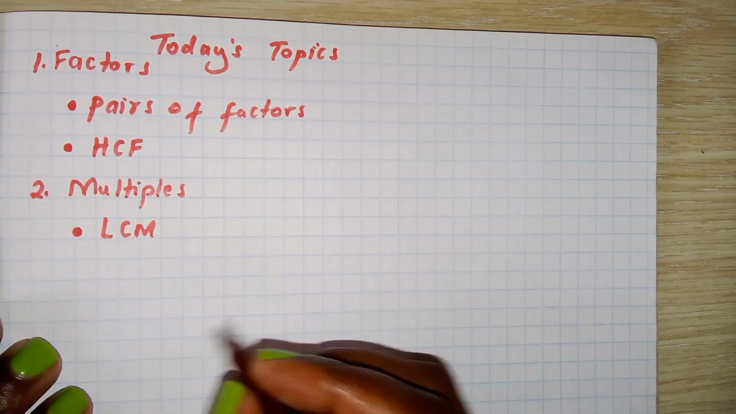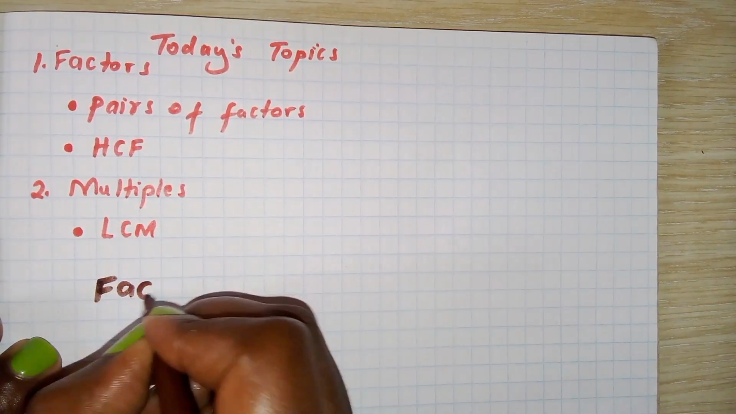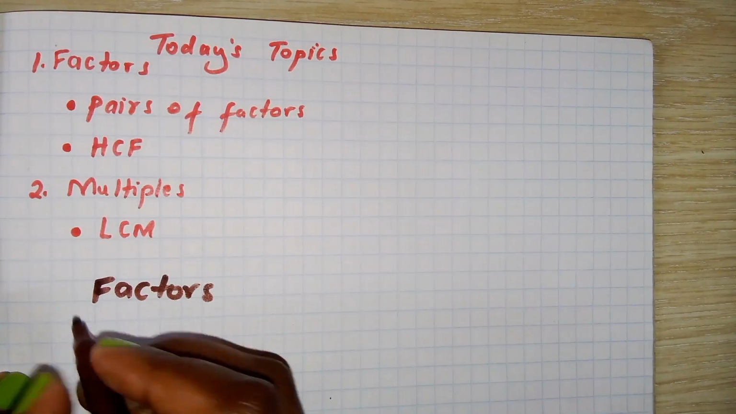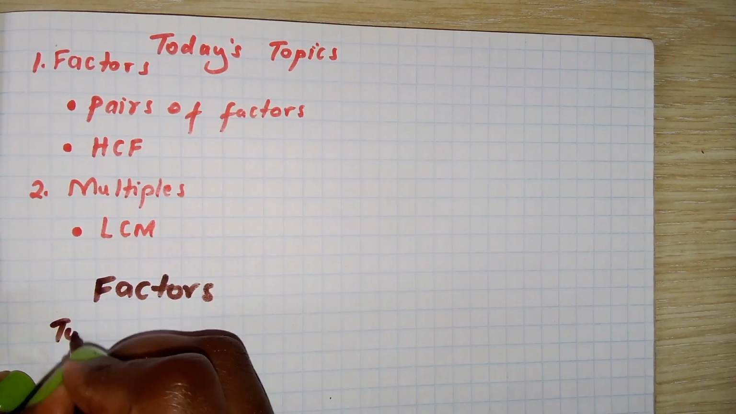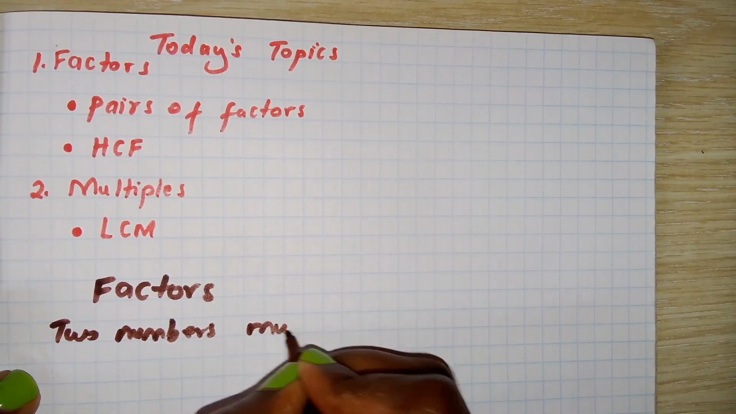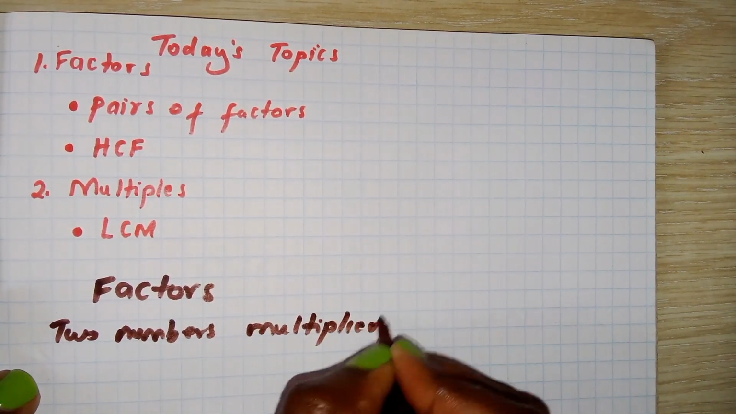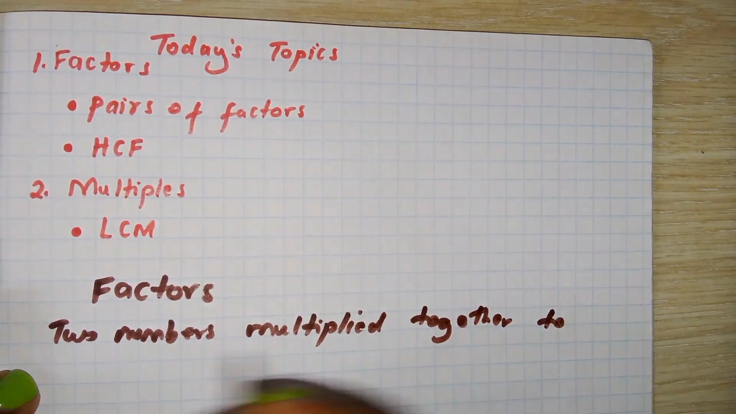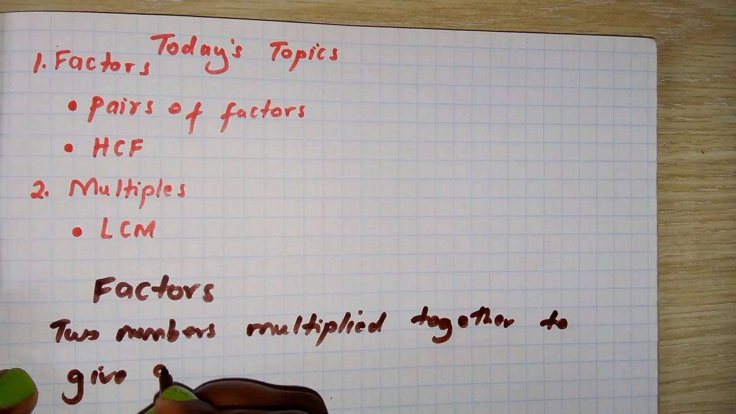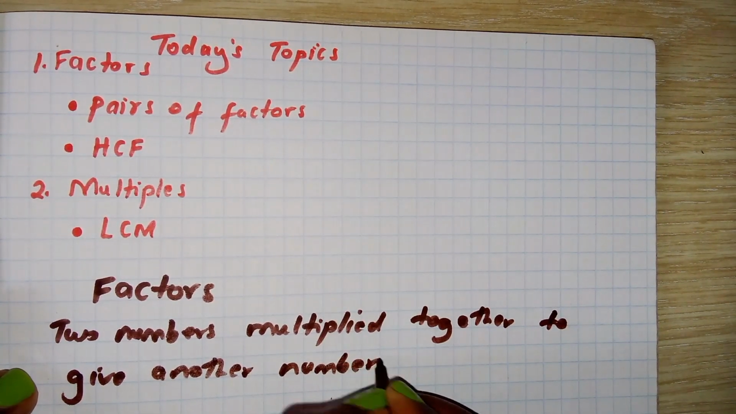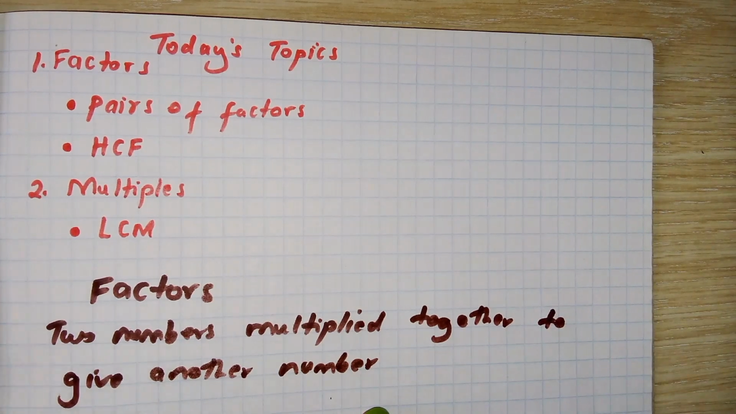So let's start with factors. Let's define what a factor is. These are two numbers multiplied together to give another number. So two numbers multiplied together to give another number.